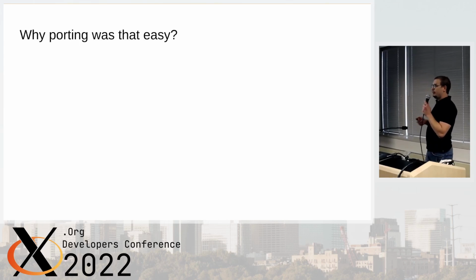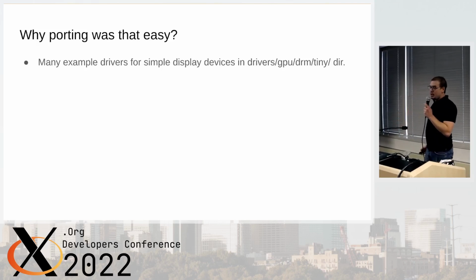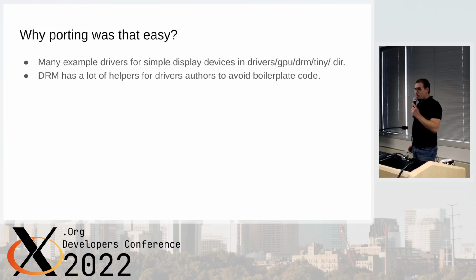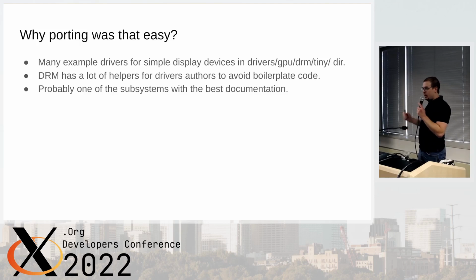Another question is, why was it that easy to port? I enumerate the reasons, in my opinion, that explain why it's easy to write DRM drivers. The first one is that for very simple display devices, there are a lot of existing drivers in the tiny directory that one can use as an example and as a reference when writing drivers for these kinds of devices. The other one is that DRM has a lot of helpers that driver authors can use. So you don't really have to write a lot of boilerplate code when you are writing a driver, and only need to focus on the actual logic of the device. And these helpers are very well documented. I would say that DRM is probably one of the subsystems that has the best documentation, in my opinion.